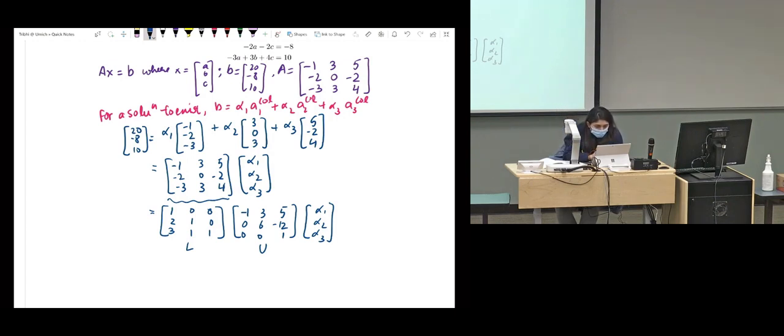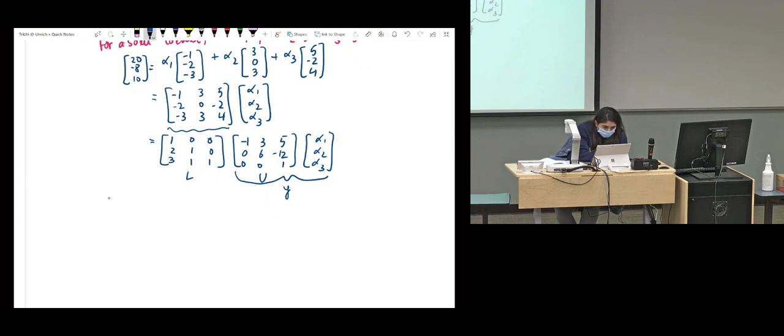And then I'm gonna call this, you remember, a vector y, and then I say, well, [1, 0, 0; 2, 1, 0; 3, 1, 1] times y1, y2, y3 equals 20, -8 and 10. If you do the math here, you'll get y1 equals 20. Let me write it down better.